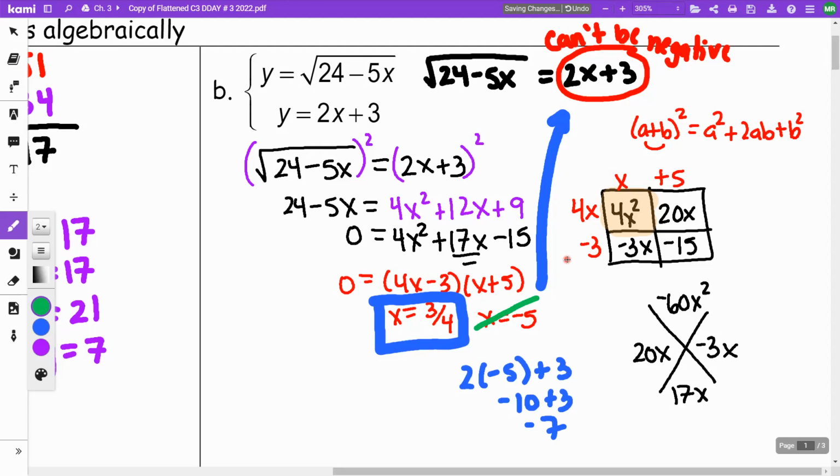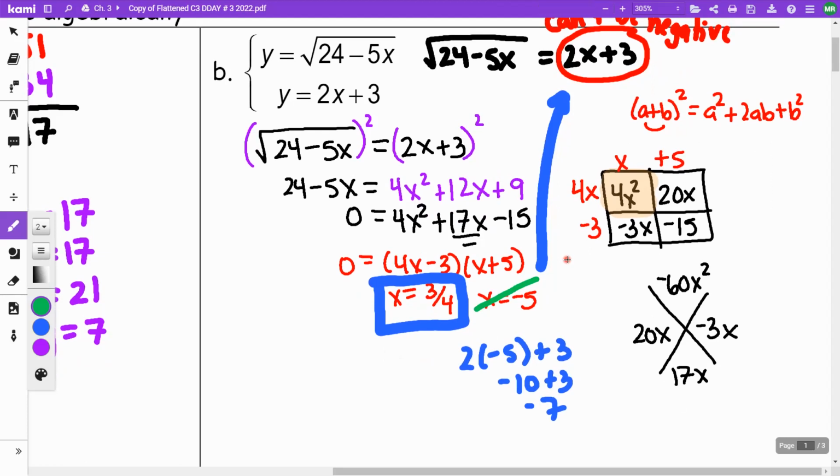That's an extraneous solution. Now, that is my x. I need to still find my y. So when I put that in there, I do have to actually work it out. 2 times, let's say 3/4 plus 3. So that's going to be 6/4 plus 3.